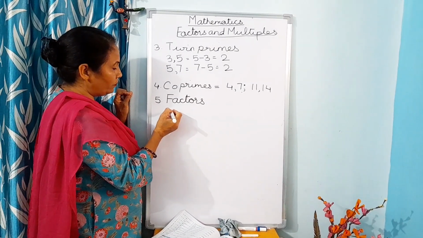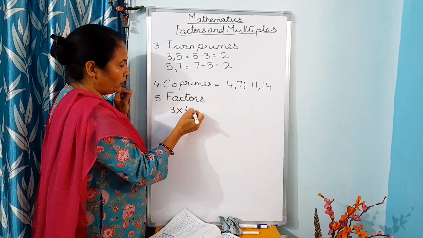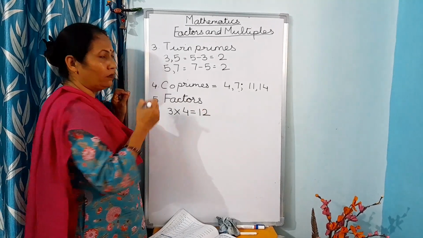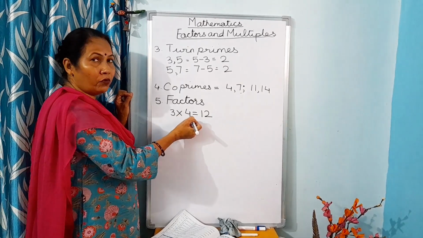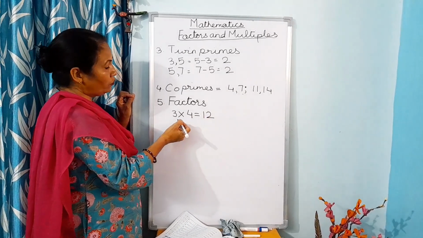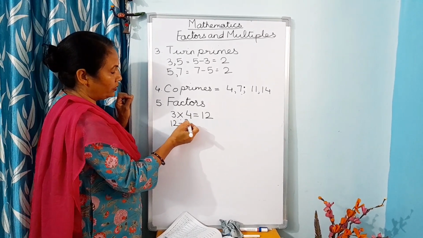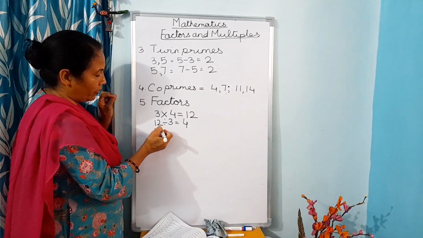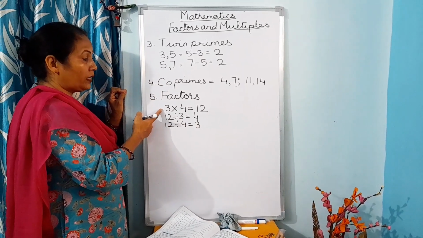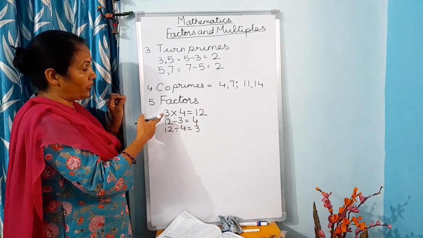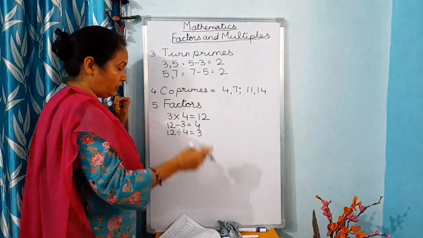Like here you have 3 into 4 is equal to 12. When you multiply 3 and 4, you will get 12. If you divide 12 by 3, you will get 4. If you divide 12 by 4, you will get 3. So, what are the factors of 12? Factors of 12 are 3 and 4, which are dividing 12 exactly.